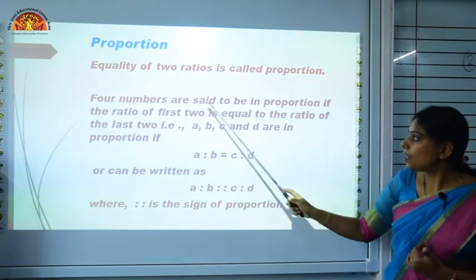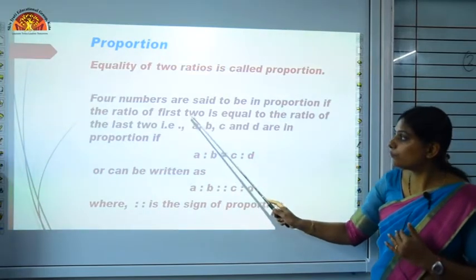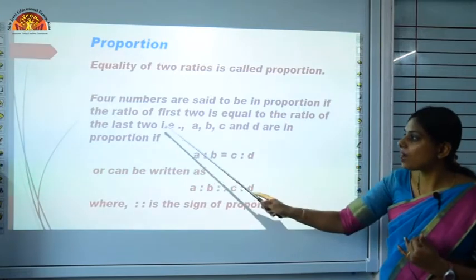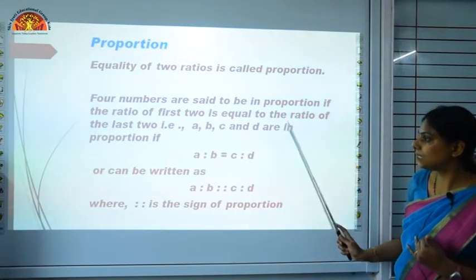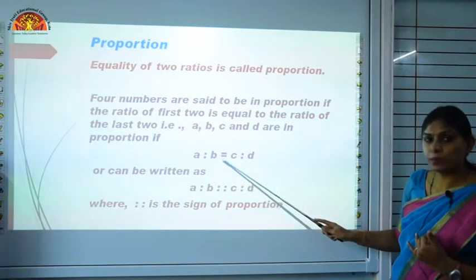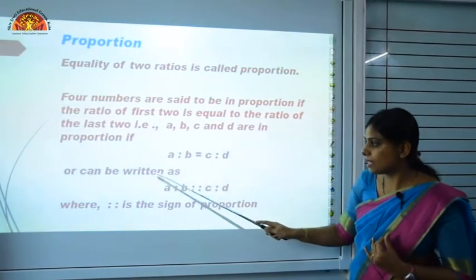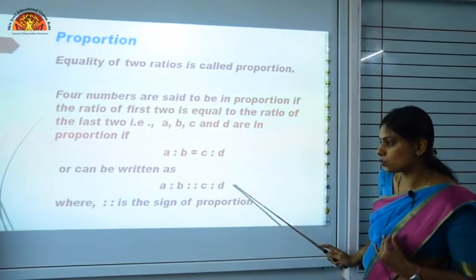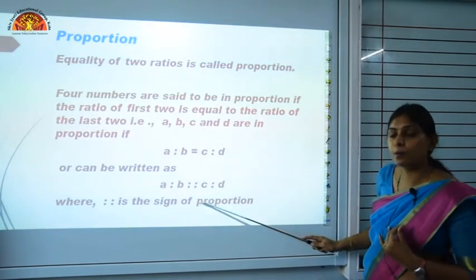Four numbers are said to be in proportion if the ratio of the first two is equal to the ratio of the last two. That is, A, B, C and D are in proportion if A is to B equals C is to D, or can be written as A is to B double colon C is to D, where this symbol is the sign of proportion.